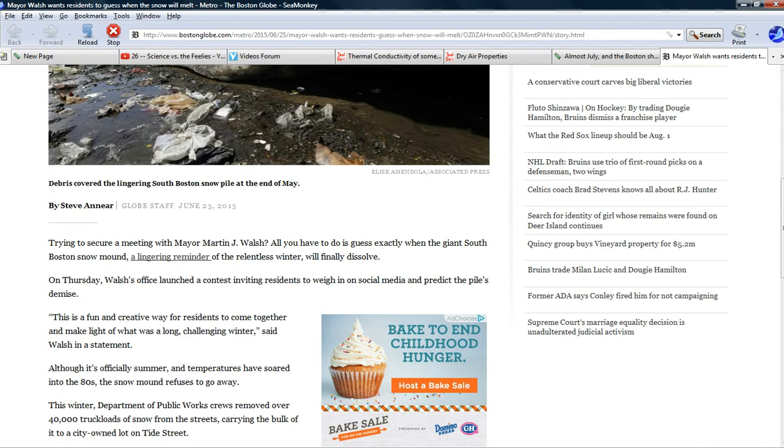Trying to secure a meeting with Mayor Martin J. Walsh, all you have to do is guess exactly when the giant South Boston snow mound, the lingering reminder of the relentless winter, will finally dissolve. It's still there. Although it's officially summer and temperatures have soared into the 80s, snow mound refuses to go away.